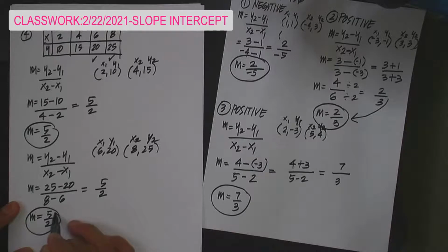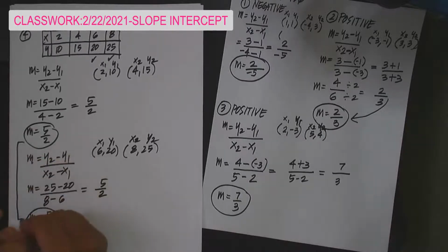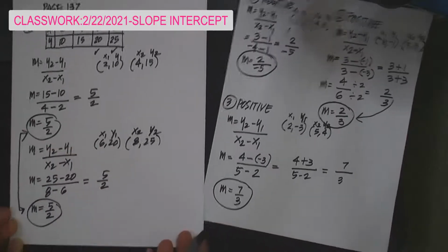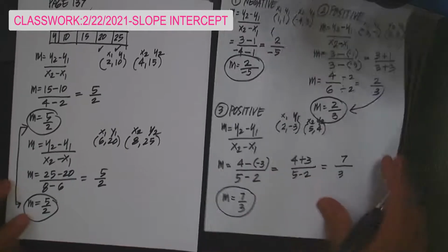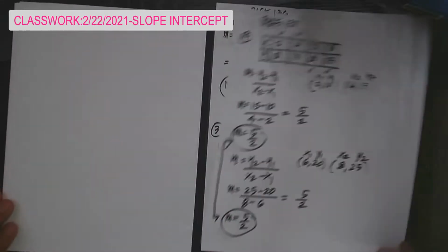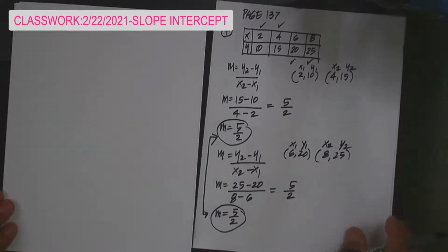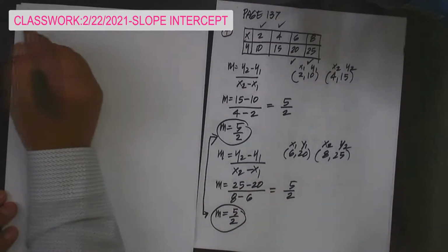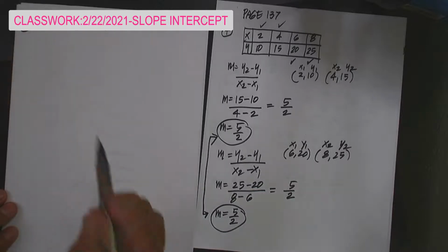So it's the same answer, right? Got it? So that's how you're going to solve it. Okay, that's number 4. Now for number 5, you do the same thing.